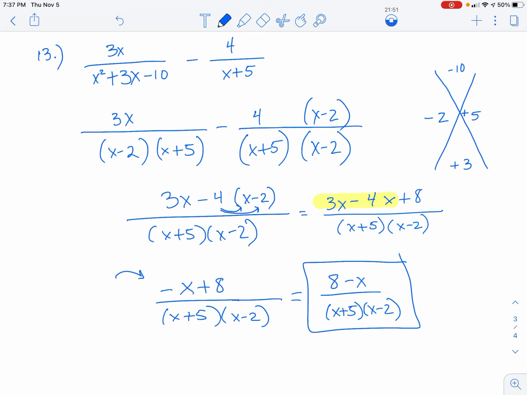Okay, so that's number 13. Now let's look at number 16 together. This is a little bit longer of a problem. You have your test there. I'm going to take a look at it on mine as well.